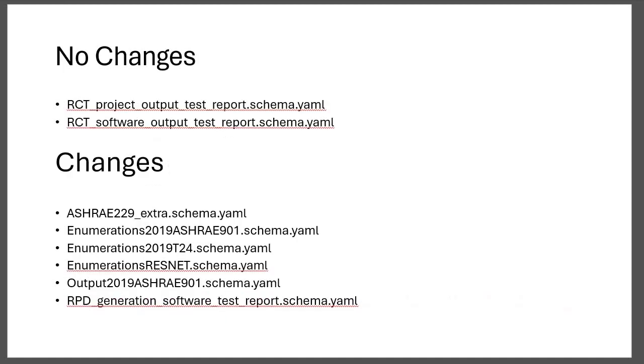Getting back to the presentation, of all the changes that were made, the schema changes are primarily originally changed in the YAML files, and you can see that the extra schema file has changed, plus some of the enumeration files, the output file, and the RPD generation software test report schema. Two of the files have not been changed, which are the RCT output test report schemas for project and software.